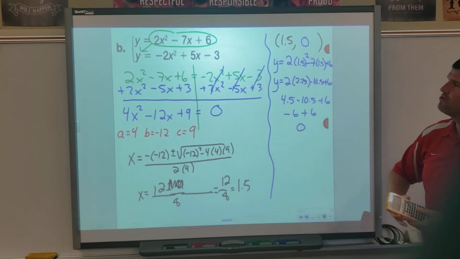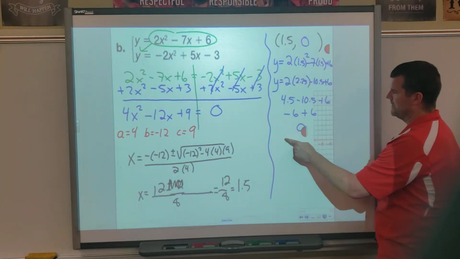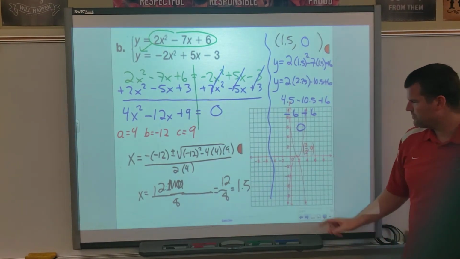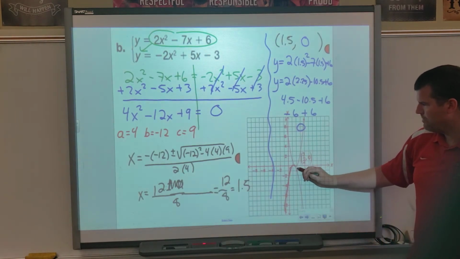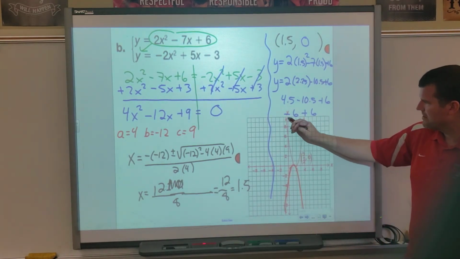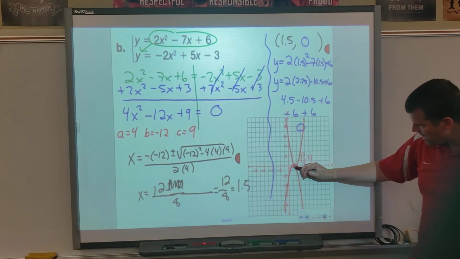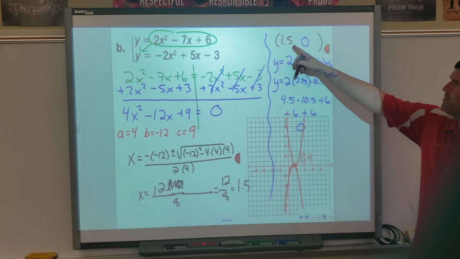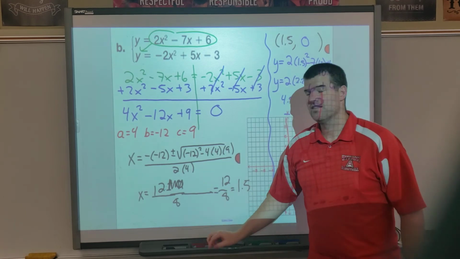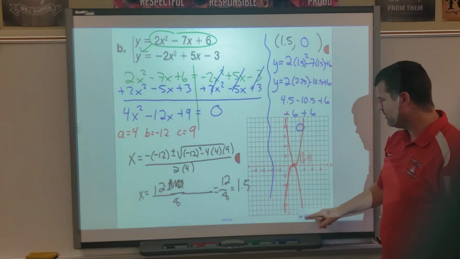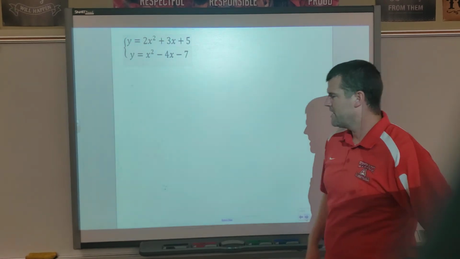Which means when those 2 graphs cross, they will cross at this point and this point only. And here we go, here's a picture of it. Sorry if it's a little hard to see, but we've got one parabola opening down. We've got a second parabola opening up, and they cross right there, which is the ordered pair 1.5, 0. This is some good stuff right here. Good review too. All right, one last problem for today.